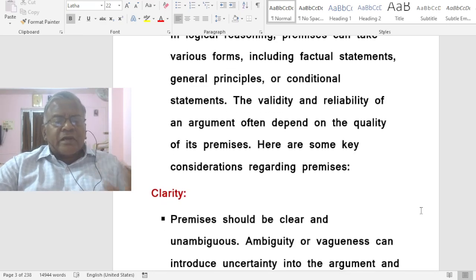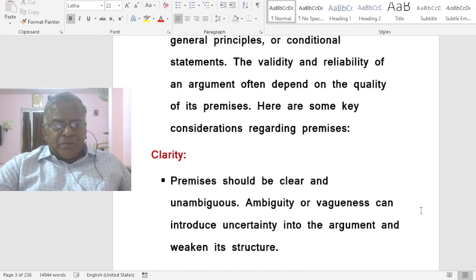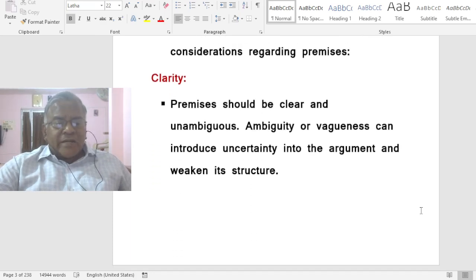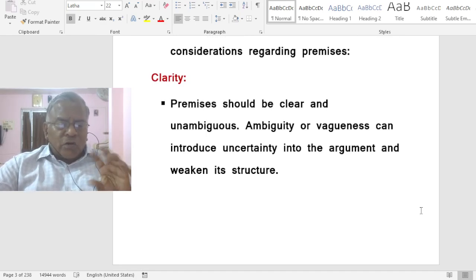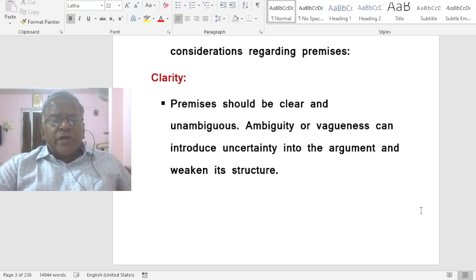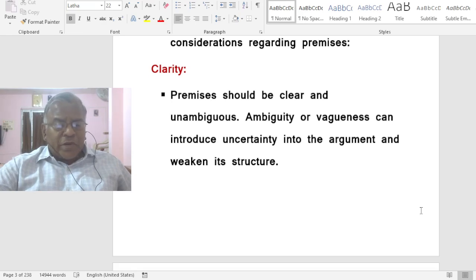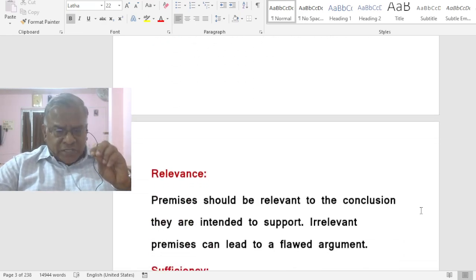Here are some key considerations regarding premises. It should have clarity. Premises should be clear and unambiguous. No two meanings in a sentence. It should give only one idea. That is the point here. Ambiguity or vagueness can introduce uncertainty into the argument and weaken its structure.